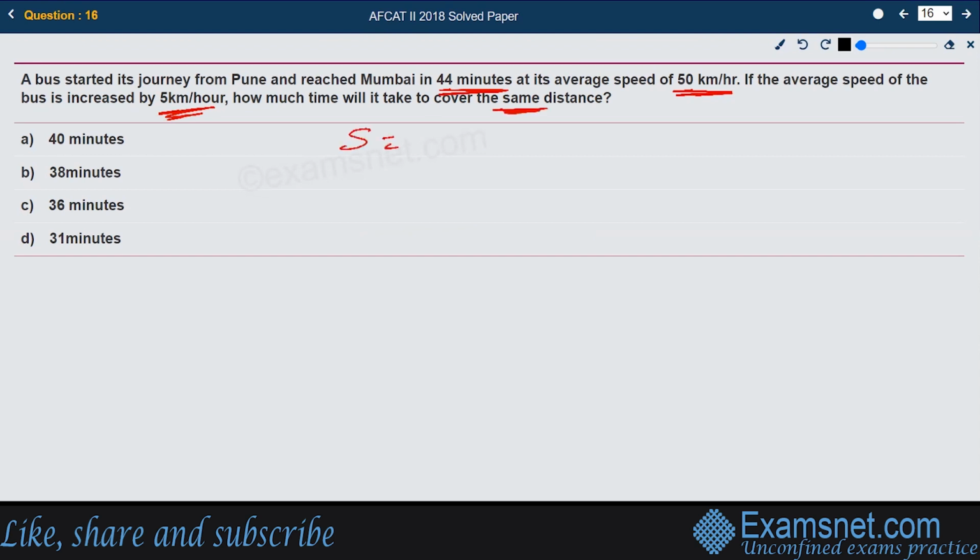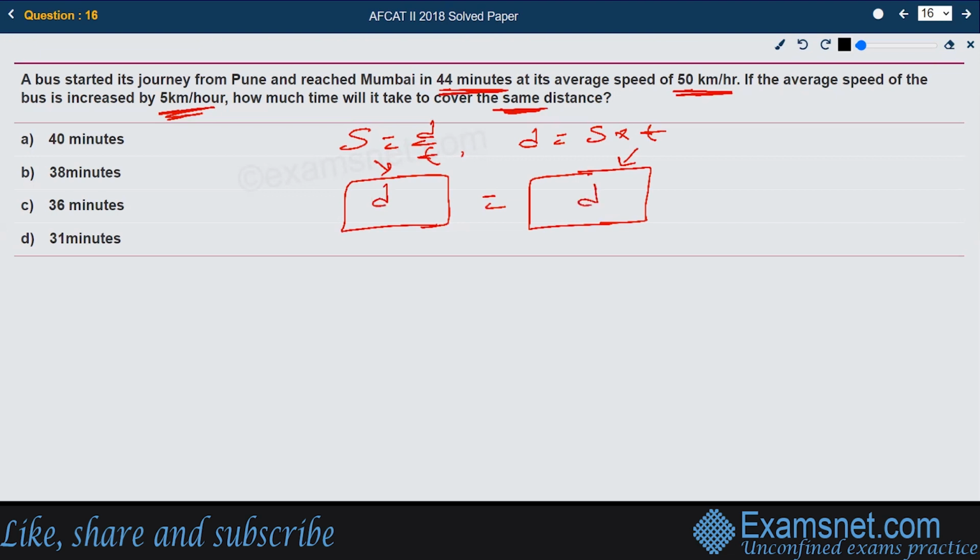If I use the formula, speed is equal to distance over time, so we can say distance is equal to speed into time. He's saying the distance is the same, but being covered through multiple speeds. So what we can do is find out the distance from one leg and equate the same distance from the other leg, from the other speed. Multiple speeds are used to cover the same distance with different times, so we can equate the distance value from both sides.